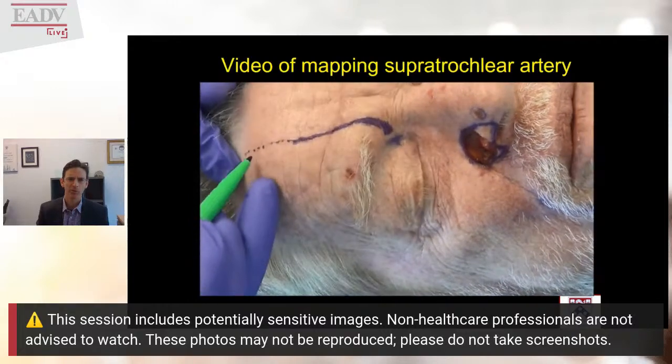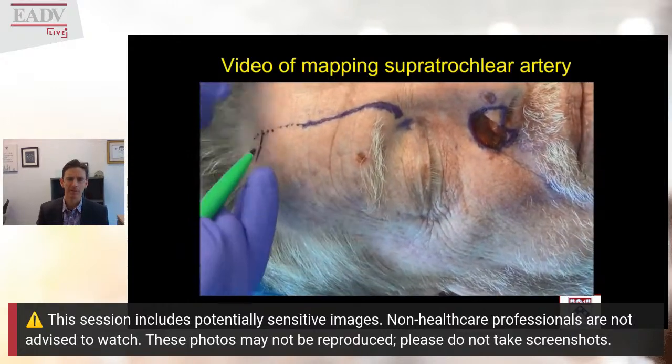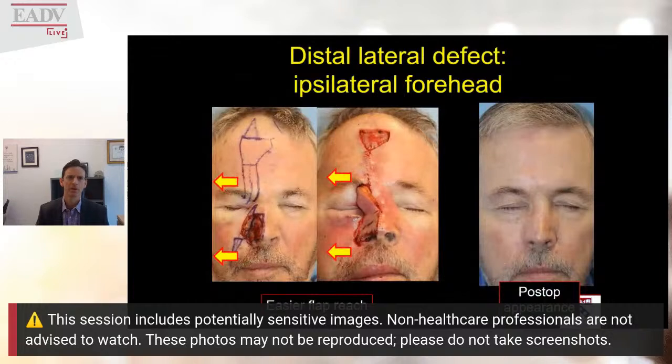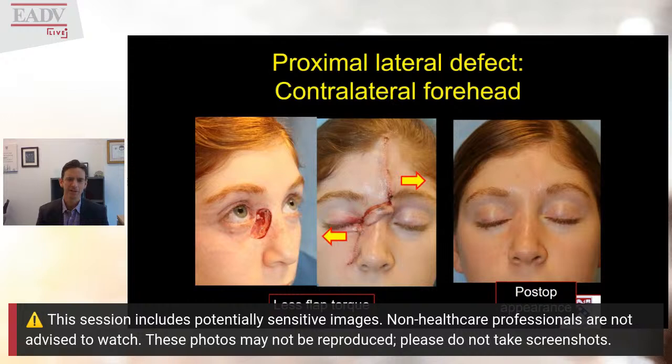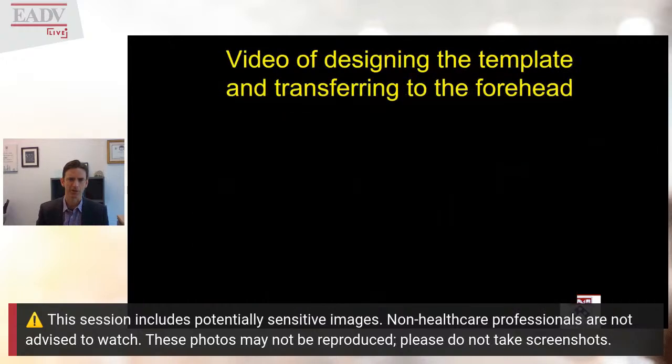So it's a reliable way to map the course of the artery. If the defect on the nose is on the distal and lateral portion of the nose, position the forehead flap on the same side of the forehead. If the defect is on the proximal part of the nose, but a lateral area, use the contralateral forehead for less torque.